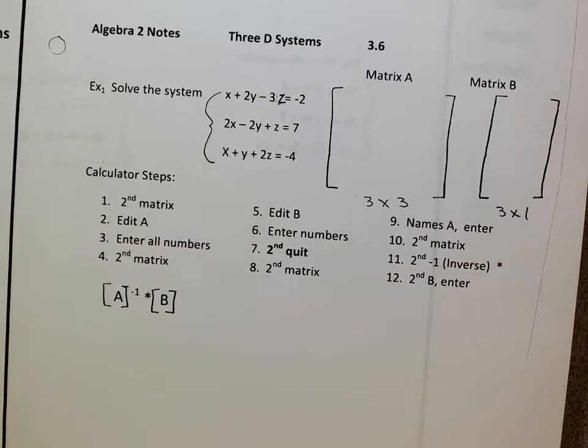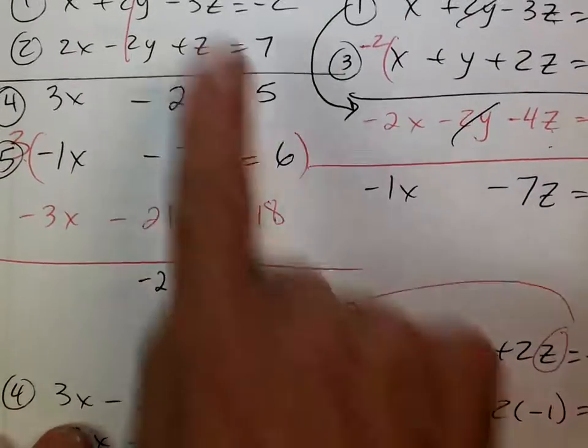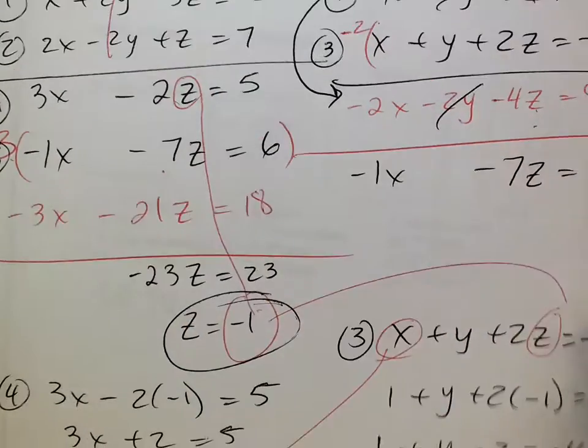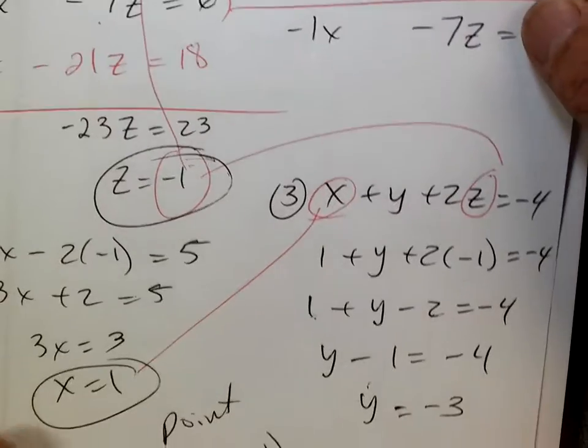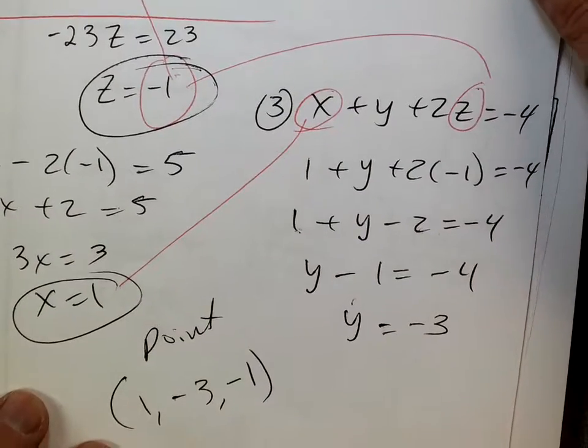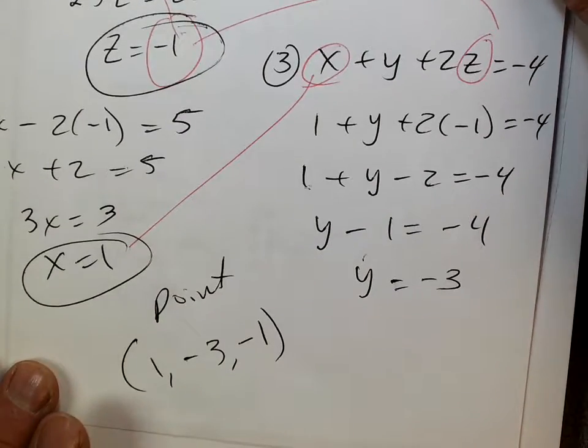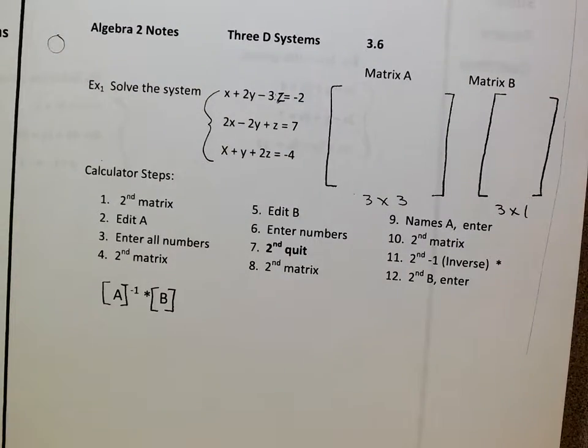So what I did is I briefly showed you how you could do this by elimination. It's a pain. It is a pain. We eliminate, we substitute back in. We end up getting an answer of (1, -3, 1). But that is not the way you're going to have to do it. The good news for you guys is the calculator will do it.